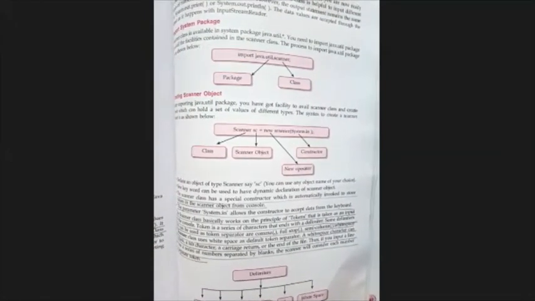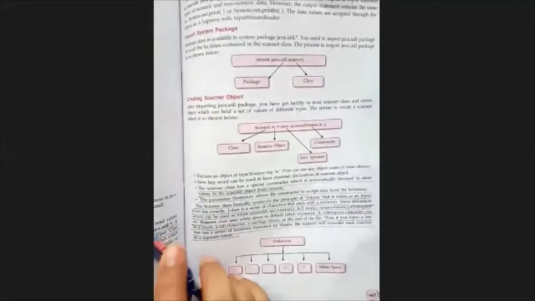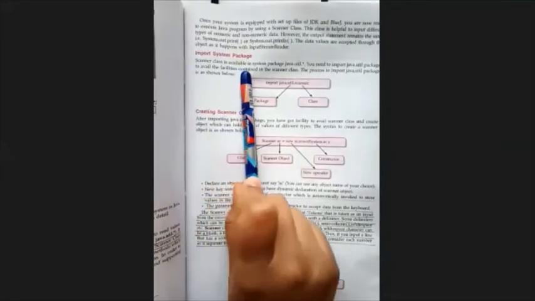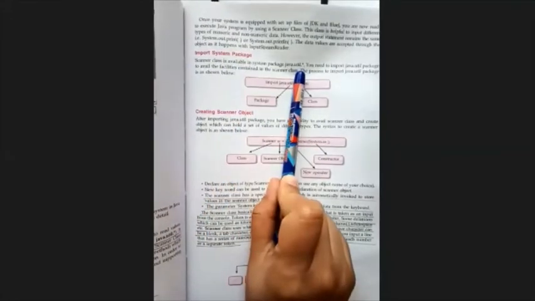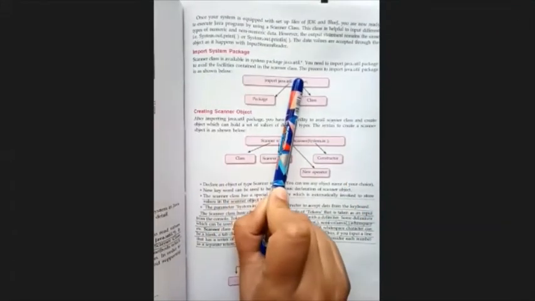The Scanner class is defined within a Java package, java.util. It allows you to input values from either the keyboard or a file. The Scanner class necessarily needs JDK 1.5 or more, along with BlueJ version 2.5 or more. We are dealing with JDK 1.5 in our labs. The Scanner class is available in the system package java.util. You need to import the java.util package to avail the facilities contained in the Scanner class.